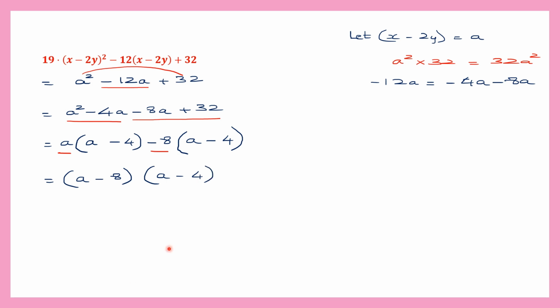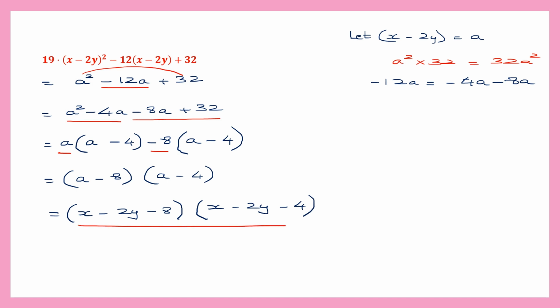Now let's go back to the first part. Here we said let x minus 2y be a. That means now in the place of a we're going to write x minus 2y. So here we have a, so let's write that. So that is x minus 2y, and then we have minus 8. And here also in the place of a, we're going to write x minus 2y. X minus 2y, and what we have is minus 4. So this is our answer here.